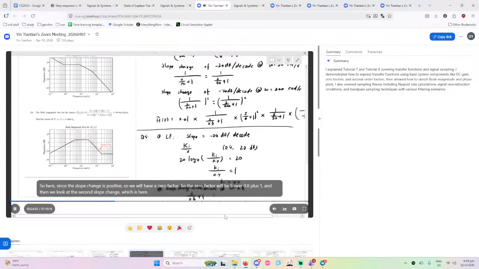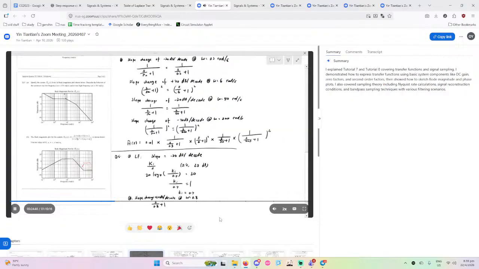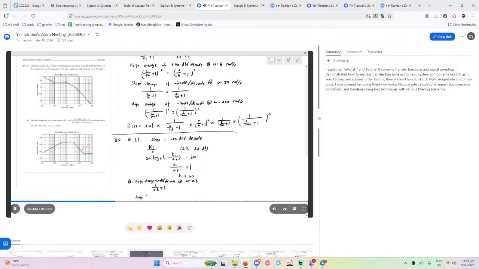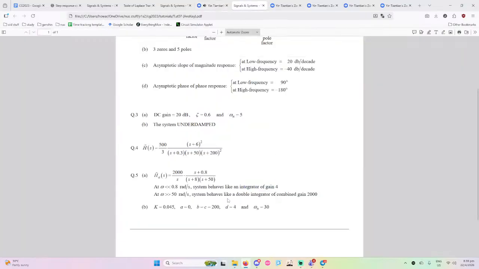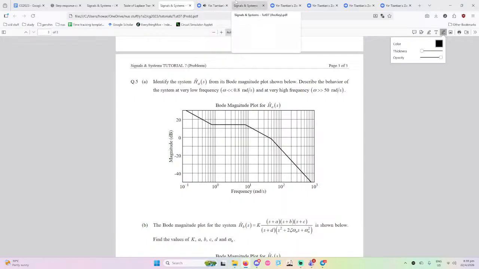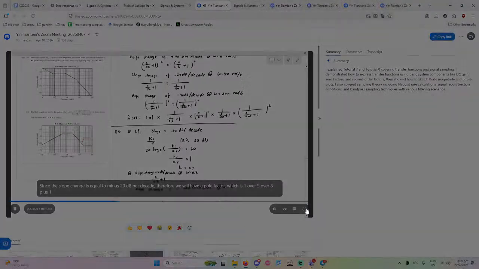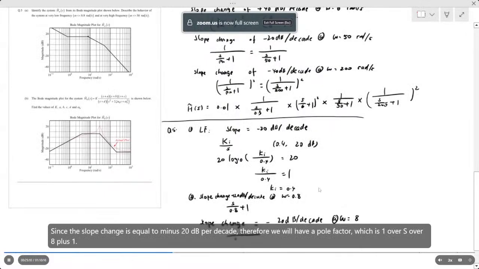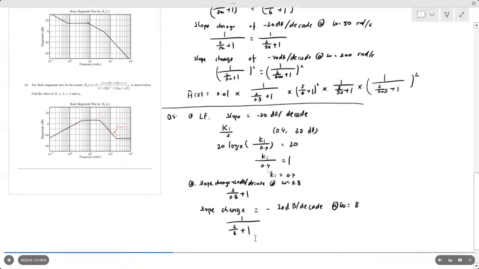And then we look at the second slope change, which is here. Okay. The second slope change is equal to minus 20 dB per decade at omega equal to 8. Since the slope change is equal to minus 20 dB per decade, therefore we will have a pole factor, which is 1 over S over 8 plus 1.